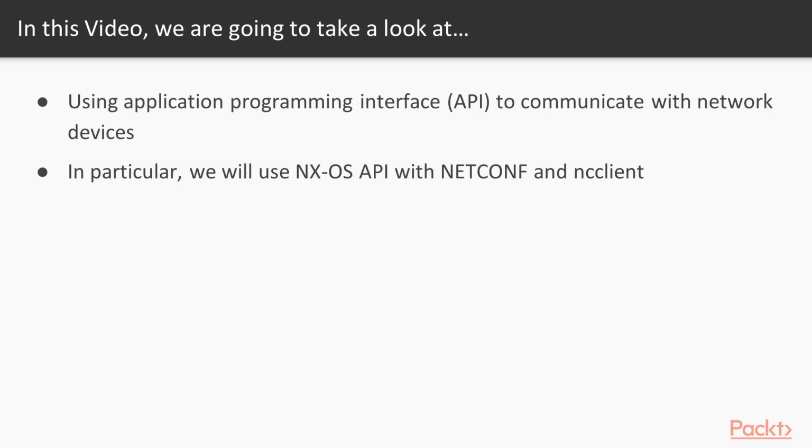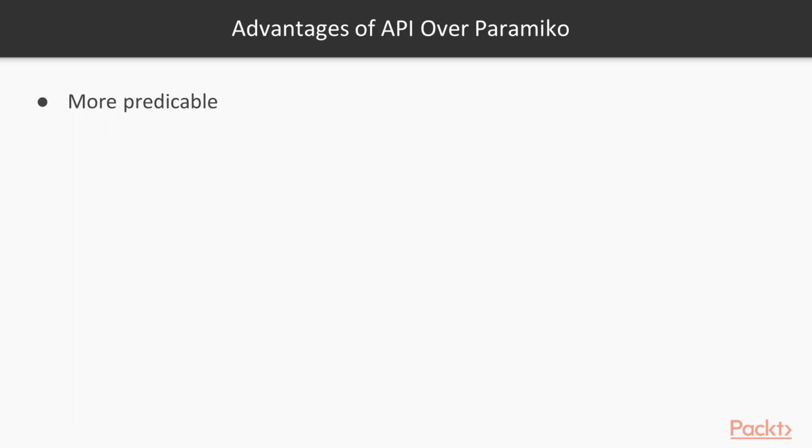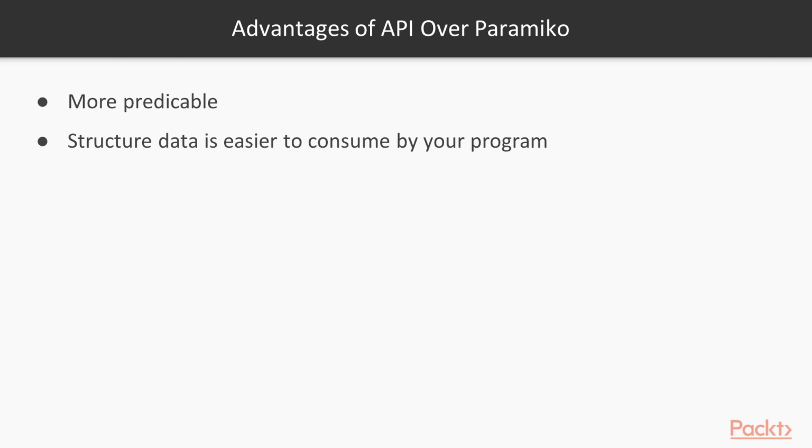In particular, we're going to use the NX-OS API with NETCONF and ncclient to demonstrate the API interface on the box. Some of the advantages of an API over Paramiko is that it's more predictable. Instead of string scraping or having unnecessary characters and spaces, you have a much cleaner output that comes back as structured data, as you will see in a bit, in JSON format.